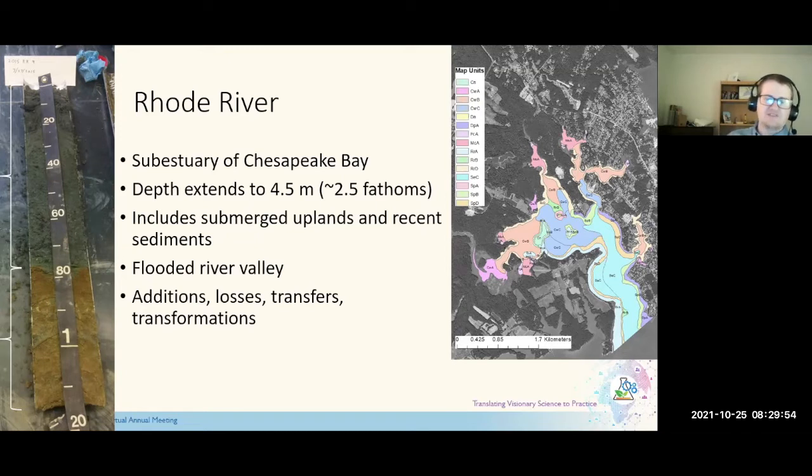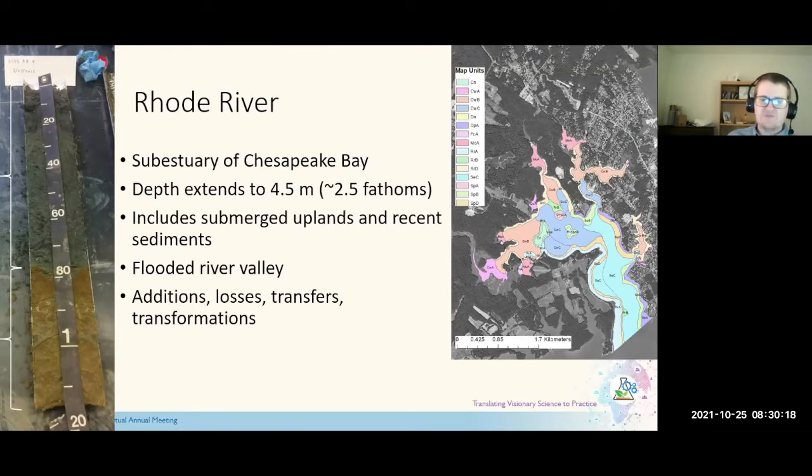And so Road River has a lot of submerged uplands and recent sediments, and that's one of the things that complicates it, because in areas that are deeper than 2.5 meters, you'll find upland soil that's just been down there for a few thousand years, submerged by sea level rise, right? And it was left intact. It used to be an upland environment 10,000 years ago when there were a bunch of glaciers on North America and sea levels were lower.